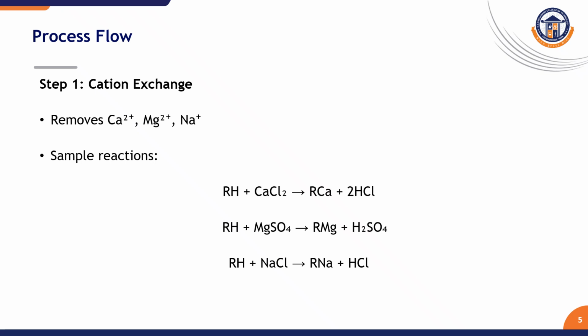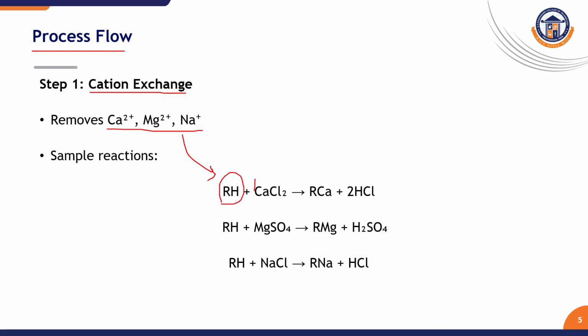So we are having two chambers. That is, the first chamber has a cation exchange resin. So mostly our aim is that we have to remove Ca2+, Mg2+ and Na+. So what are the reactions which take place in the first chamber? That is, we are having an RH group over there.